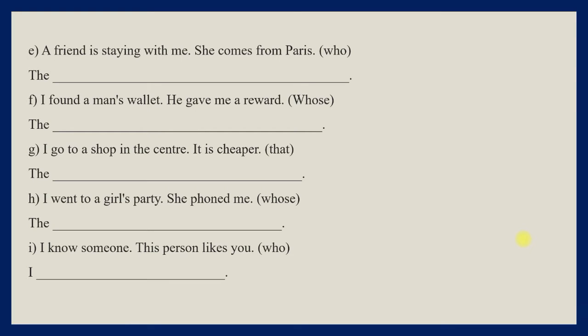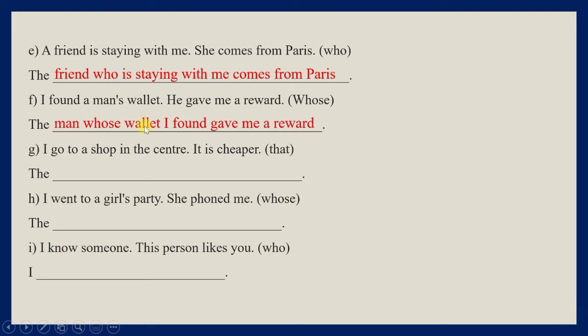And E. A friend is staying with me. She comes from Paris. Who? The friend who is staying with me comes from Paris. Again, this is a defining one because when you say the friend, you could ask which friend. It is not specified in here. So we are defining it with who is staying with me, which is your relative clause. F. I found a man's wallet. He gave me a reward. Whose? The man whose wallet I found gave me a reward. Again, the word wallet after whose belongs to the noun or the noun phrase before whose, the man.